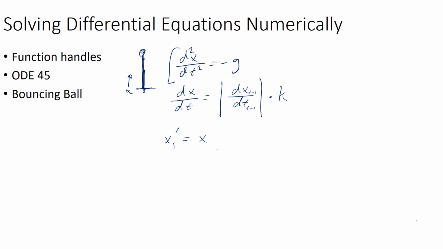And that one can be just equal to x2 prime, and then just equal to x2 directly. And then x2 prime can be equal to negative g. All right. And now if we think about our initial conditions, let's say that initially we're starting the ball off at x equals some x naught, and then dx naught is equal to 0, right? And so that should be all we need to go into MATLAB and begin trying to solve this problem.